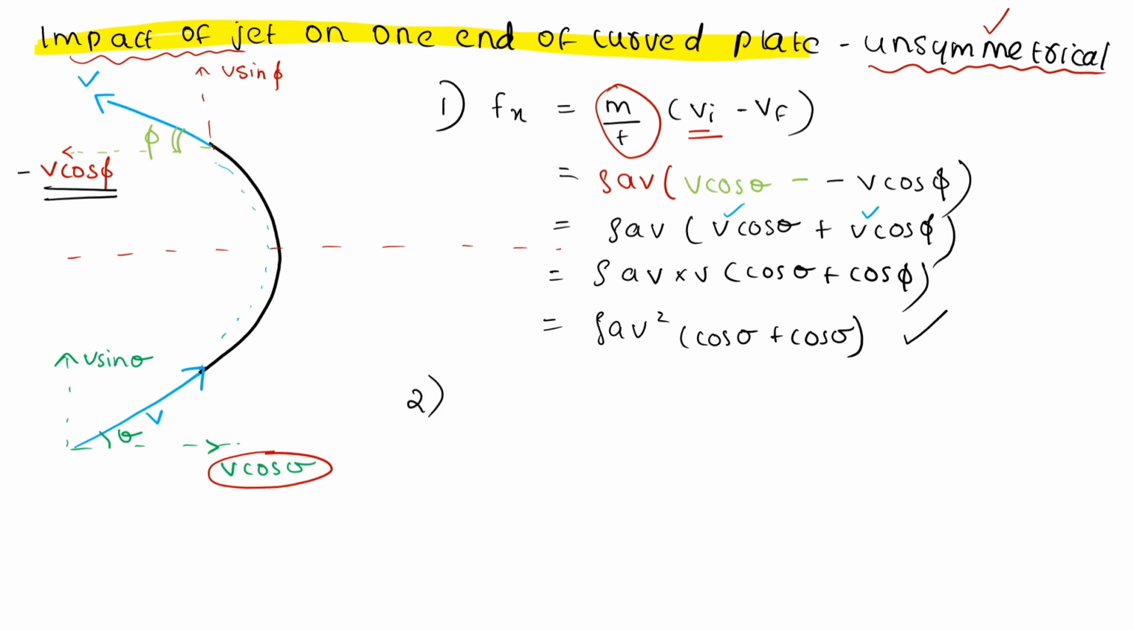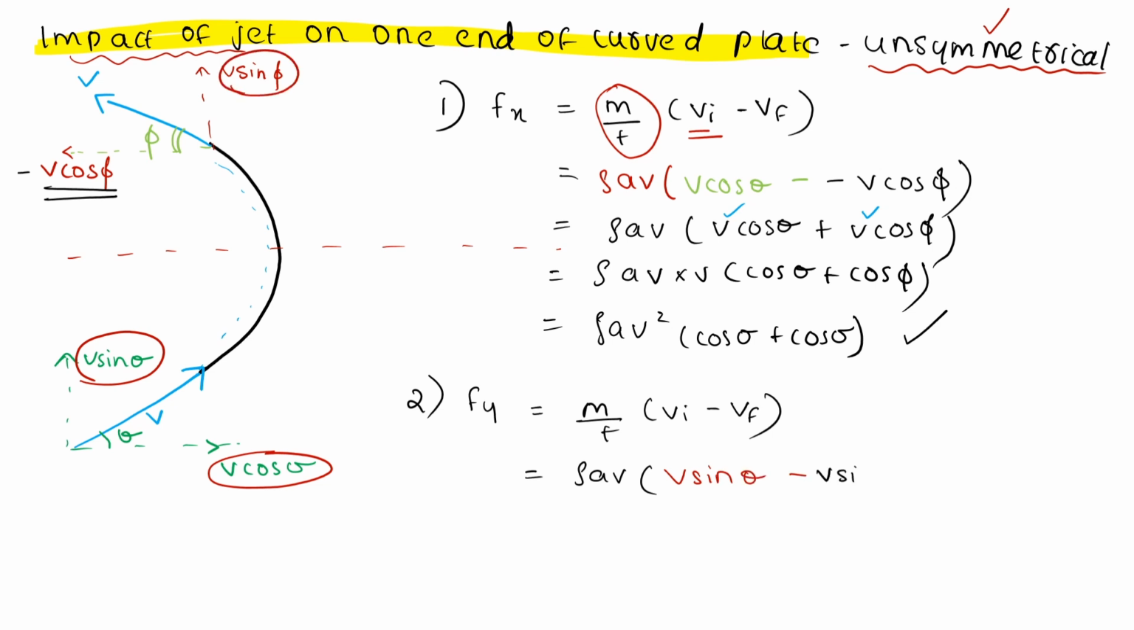Now we have to find the impact of the jet along the y direction. As usual, m by t into initial velocity minus final velocity. M by t I am writing as rho a v. Initial velocity along the y direction is v sin theta, minus the final velocity along the y direction, which is v sin phi. Is there any sign change? No, both are in the same direction, so there won't be any sign change.